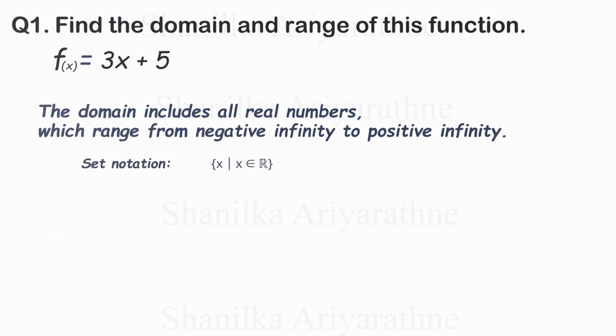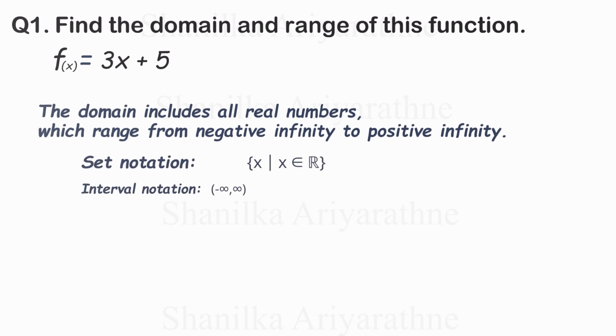In set notation, the domain is represented between curly brackets like this, and in interval notation, we write the domain as this. Again, remember to always use parentheses for infinity in interval notation. Now let's talk about the range.